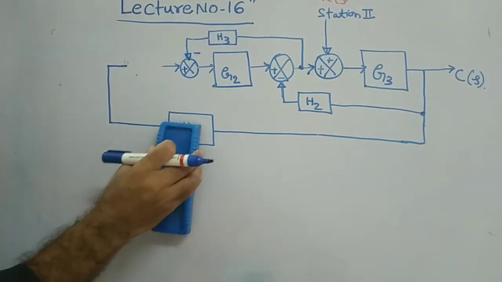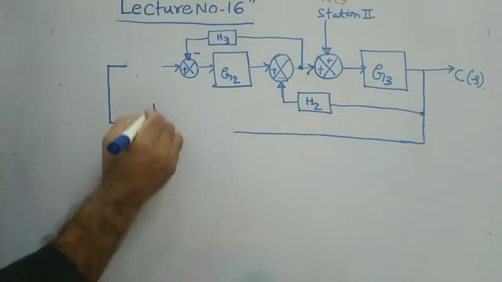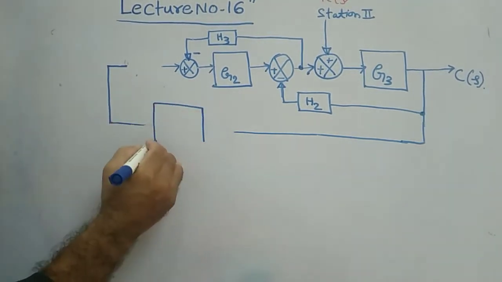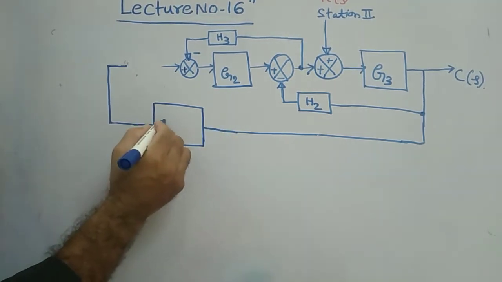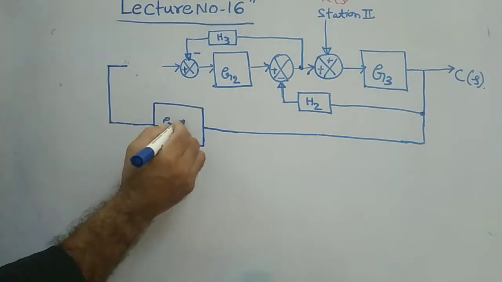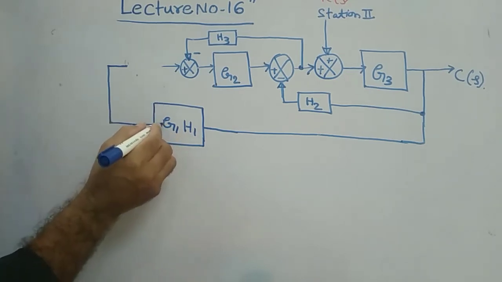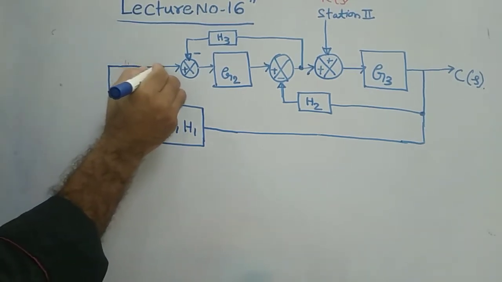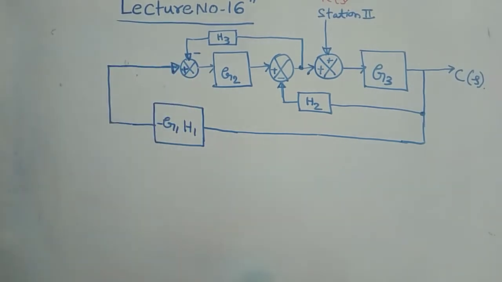I can write here, for your understanding. In this block diagram only, I will simplify everything for you. That is G1 H1, and you put the minus sign before this, and this connection you can show like this, plus. So your block will be minimized here.